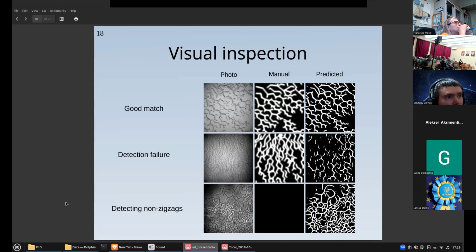This might not necessarily mean that model predictions are inferior, because manual markings can be subject to human error and inconsistencies, but visual inspection indicates that the model indeed in some cases fails to detect zigzags or interprets other types of texture as zigzag patterns.